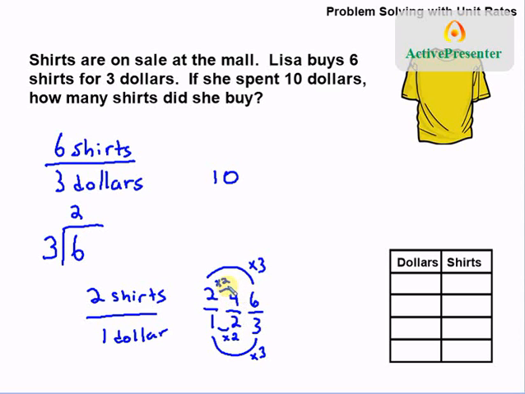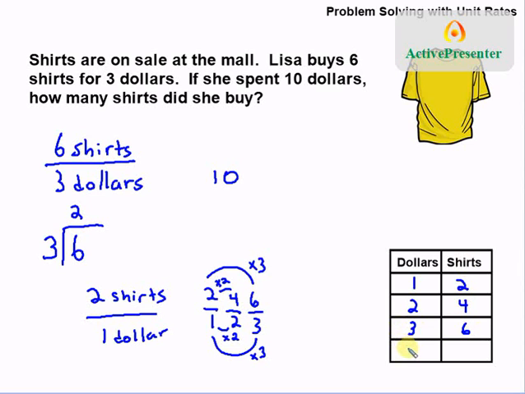So let's use that and fill in these values in a table. For the number of dollars, we'll start with our unit rate. $1 gets us 2 shirts. $2 will get us 4 shirts. And then $3 gets us 6 shirts.